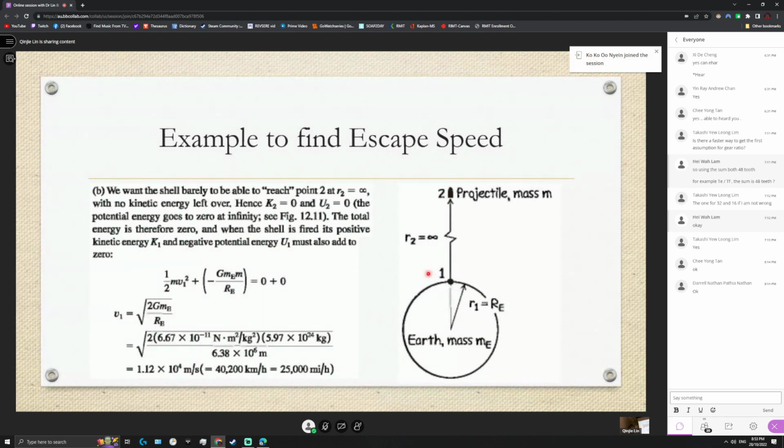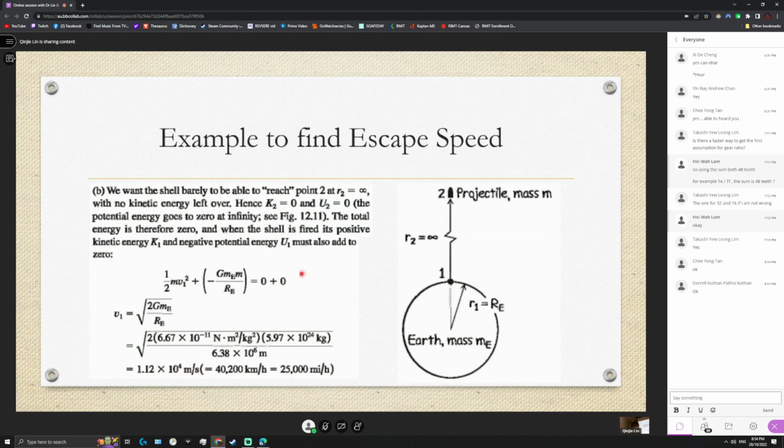So you can imagine the equation of GMm over R. You can take a look at this, GMm over R. If this R keeps increasing, you keep getting further and further away. This term will keep getting smaller and smaller until the whole thing becomes 0. Here I'm explaining for point 2.